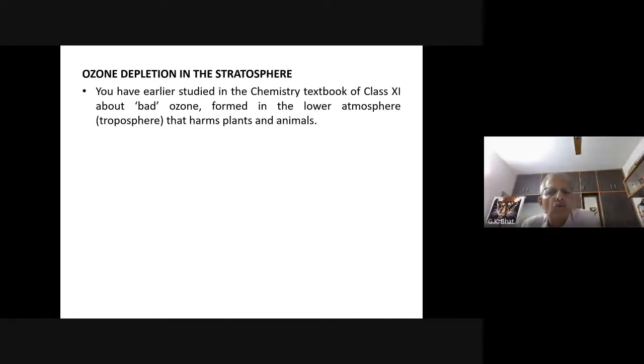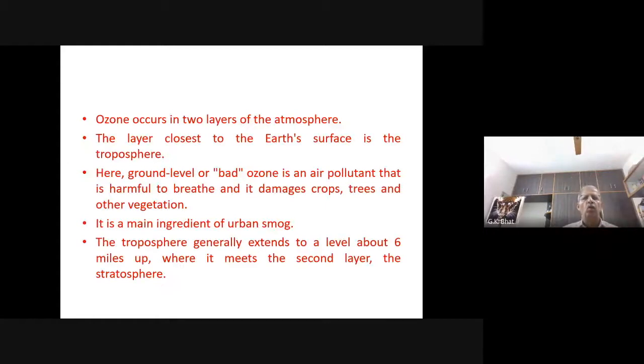Now, ozone depletion in the stratosphere. You have earlier studied in the chemistry textbook of class 11 about bad ozone formed in the lower atmosphere that harms plants and animals. There are two types of ozone, bad ozone and good ozone. Let us see where we have bad ozone and where we have good ozone. Look here. Ozone occurs in two layers of the atmosphere.